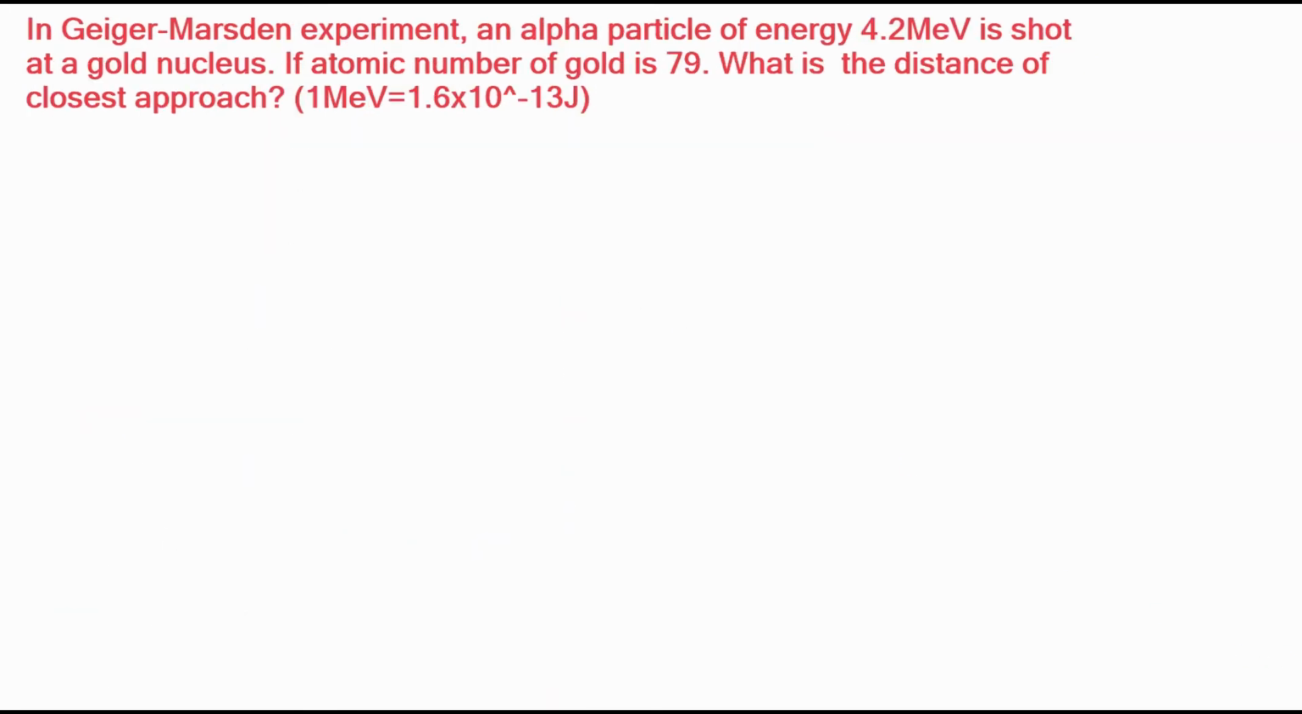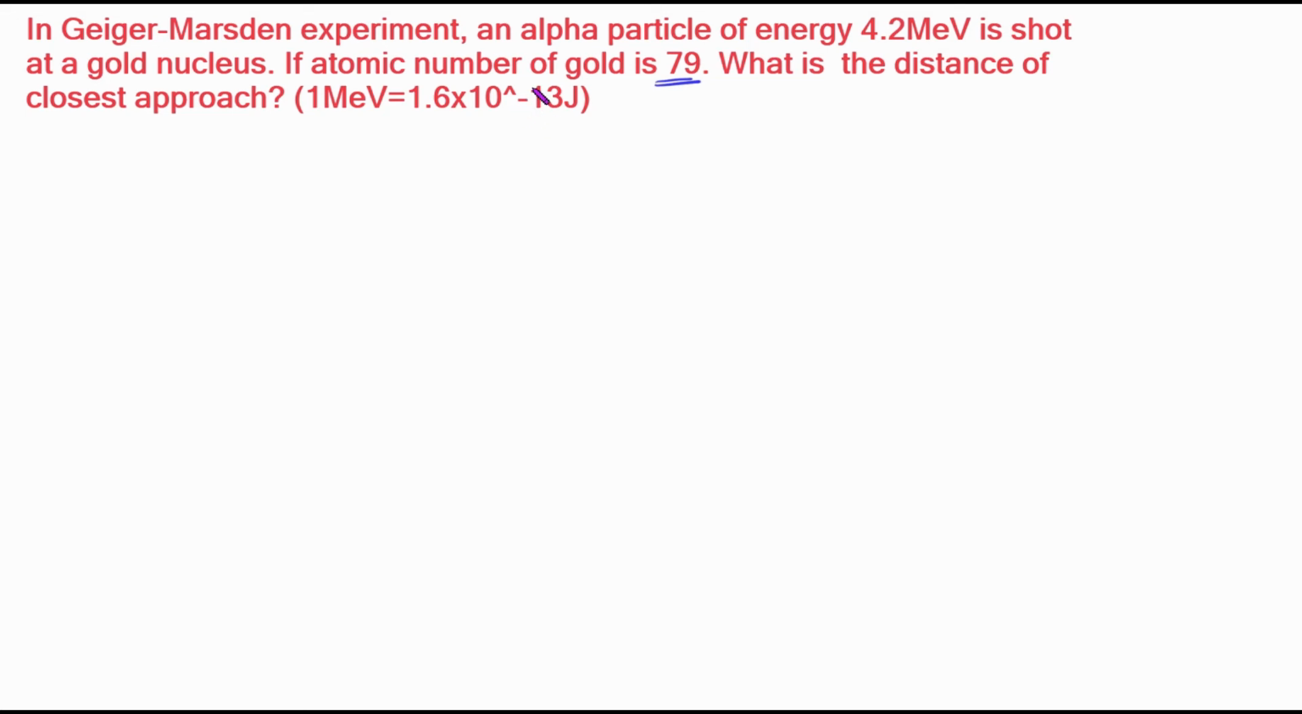Now let's solve a few example questions. In the Geiger-Marsden experiment, an alpha particle of energy 4.2 mega electron volt is shot at a gold nucleus. If the atomic number of gold is 79, what is the distance of closest approach? And they have given the conversion: 1 mega electron volt is equal to 1.6 into 10 to the power of minus 13 joule.